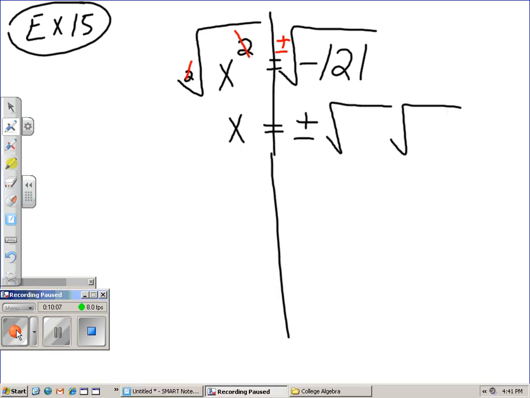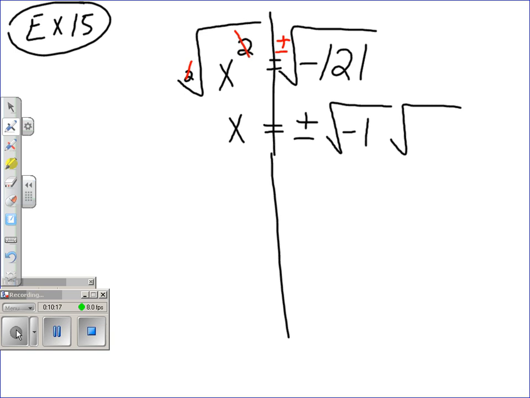So I want to work on this a little bit. There's my plus or minus, and I'm going to pull that negative sign out because we can't take the square root of a negative. So I'm going to pull out a -1 and rewrite -121 as -1 times a positive 121, just to get that square root of -1 out of the picture. Remember, we call square root of -1 an i for imaginary, and it's being multiplied times the square root of 121, which turns out to be a nice whole number, 11.